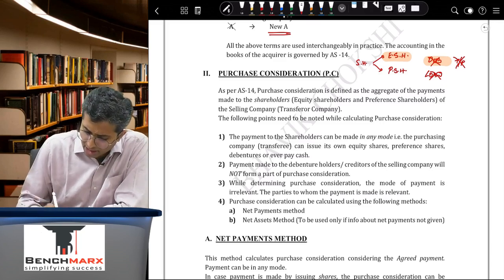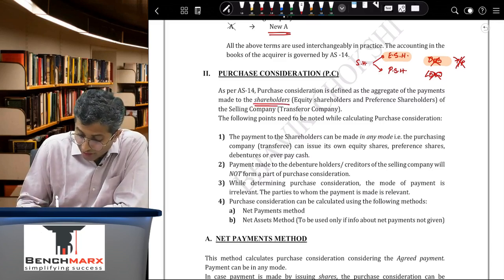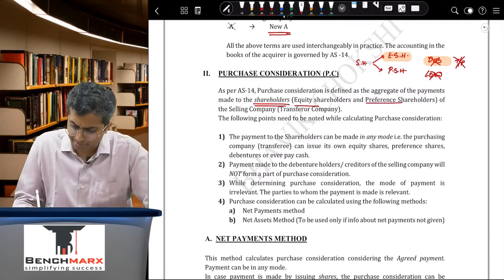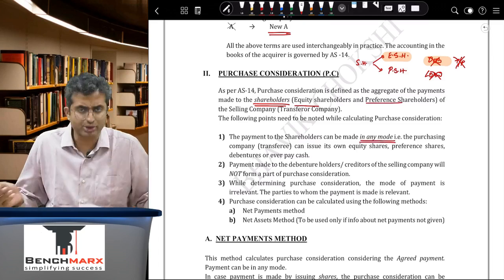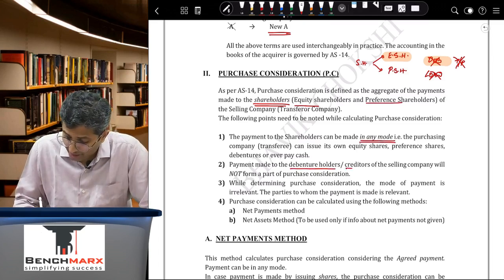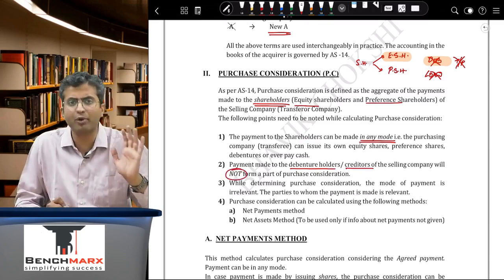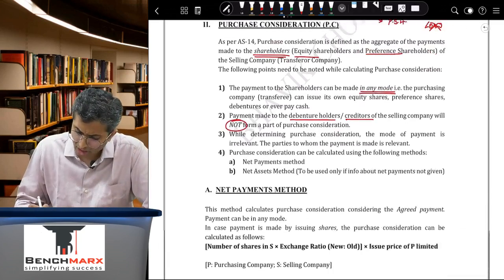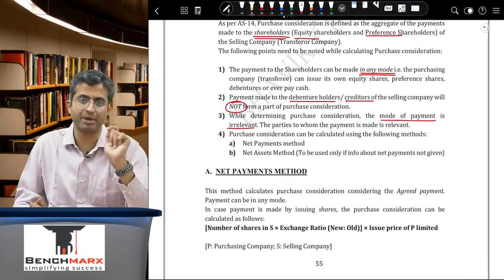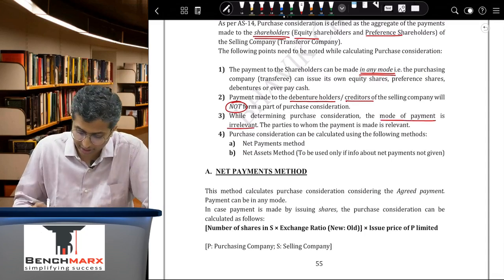So over here, PC refers to the payments to the shareholders, equity as well as preference both, of the selling company. PC can be made in any mode. It does not really matter in which mode it is paid. The payment to the debenture holders and creditors of the selling company will not form a part of PC. While determining the PC, the mode of payment is irrelevant. The parties to whom the payment is made is relevant.